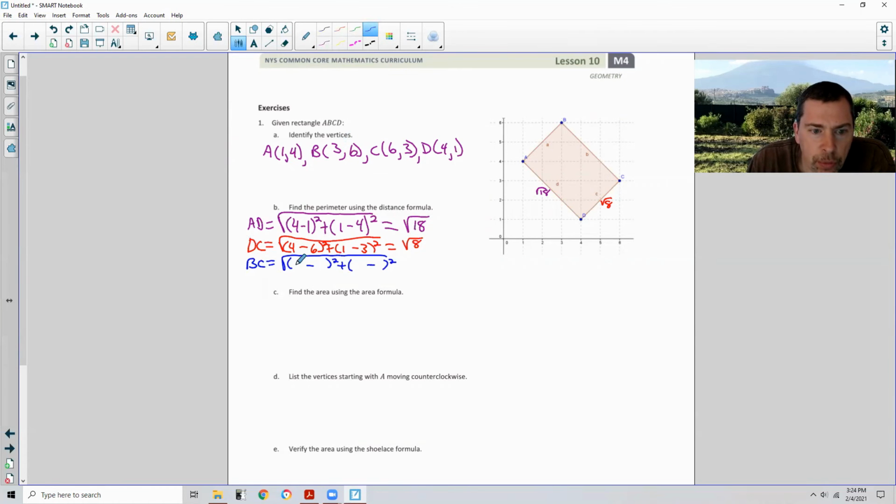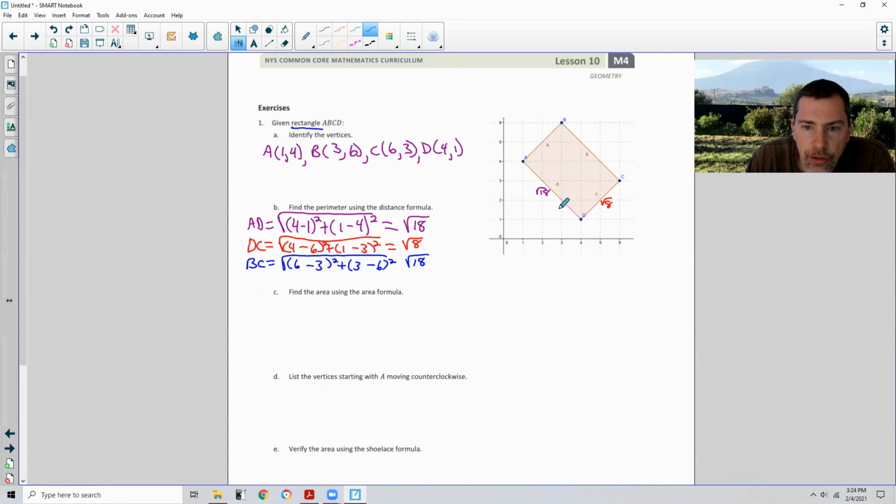X2 minus X1 is 6 minus 3. Y2 minus Y1 is 3 minus 6. 6 minus 3 is 3. 3 minus 6 is negative 3. 3 squared is 9. Negative 3 squared is 9. 9 plus 9 is 18. That is also the square root of 18. It ought to be, since it is a rectangle.